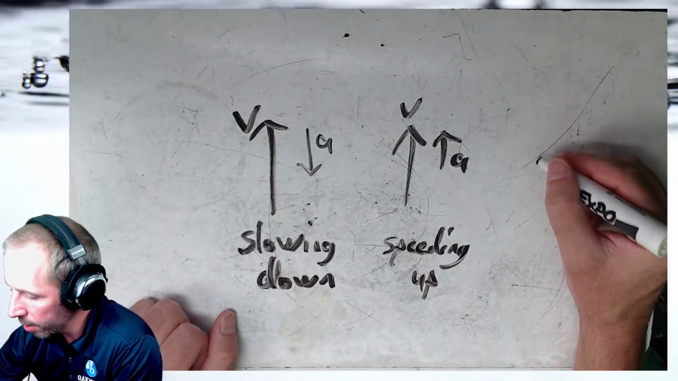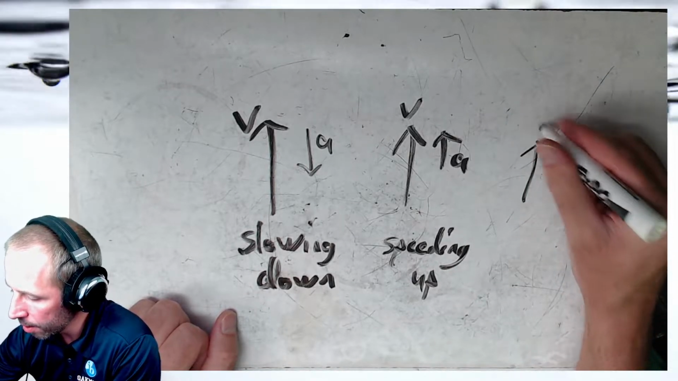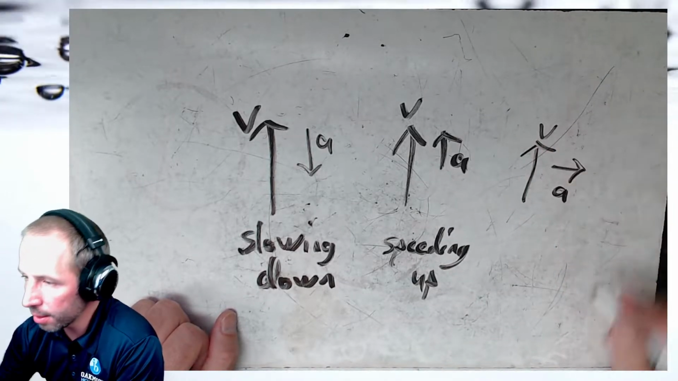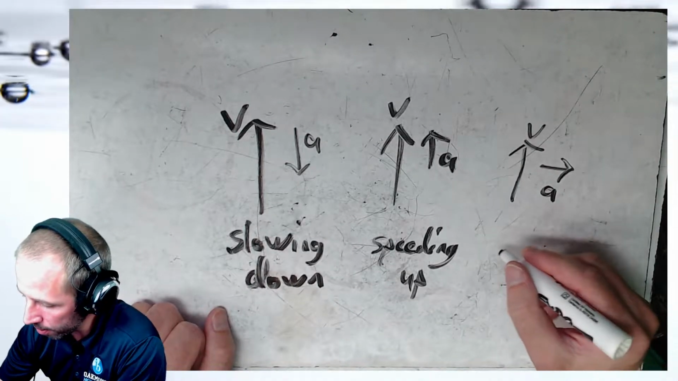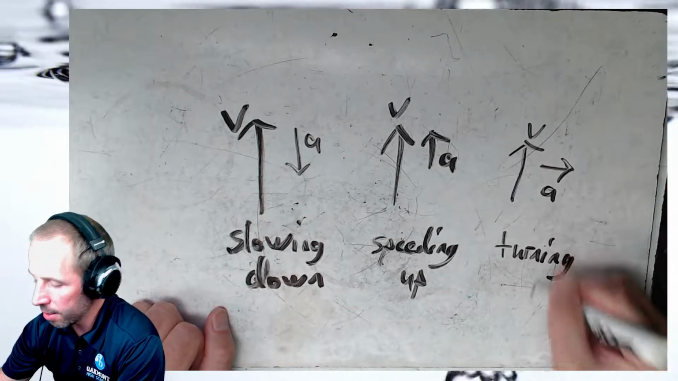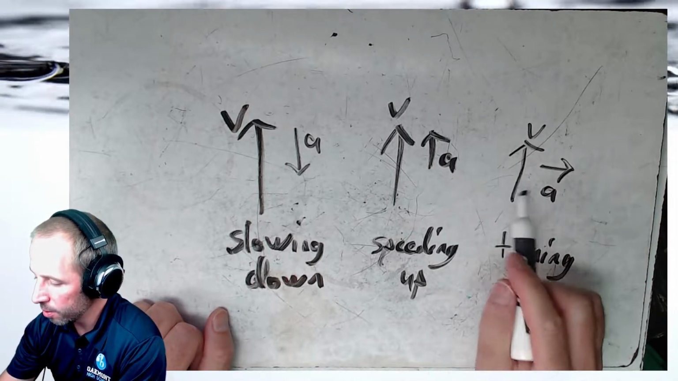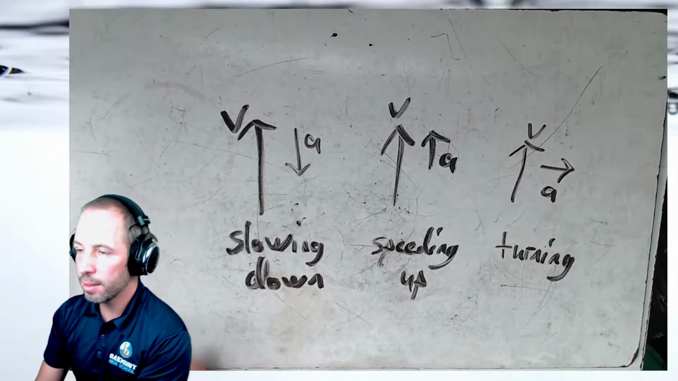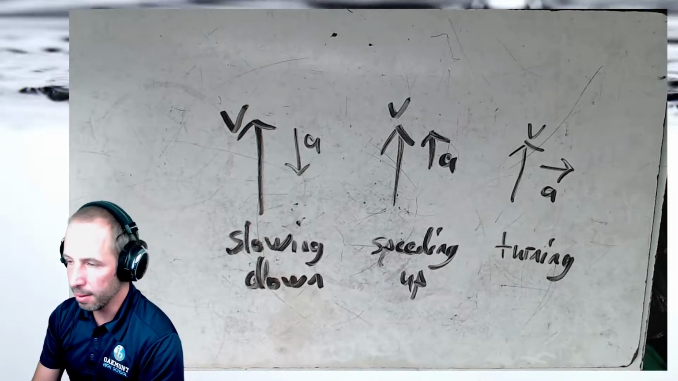Lastly, we could have velocity going this way, and we could have acceleration perpendicular to it. And that one we're going to talk about way later. That is called turning. Occasionally a very useful thing to do. This is where you're reorienting your velocity, but not necessarily increasing or decreasing your speed.